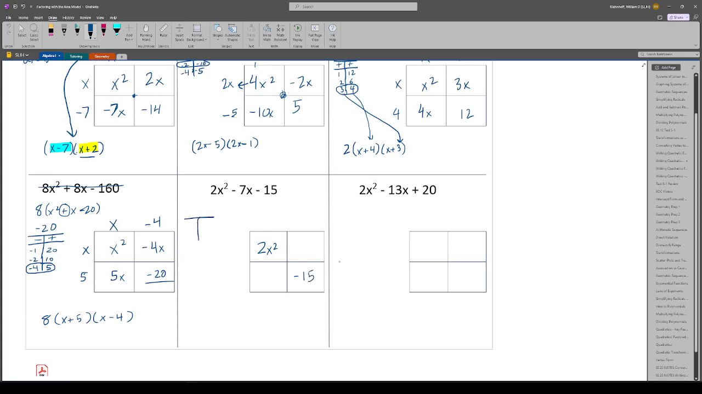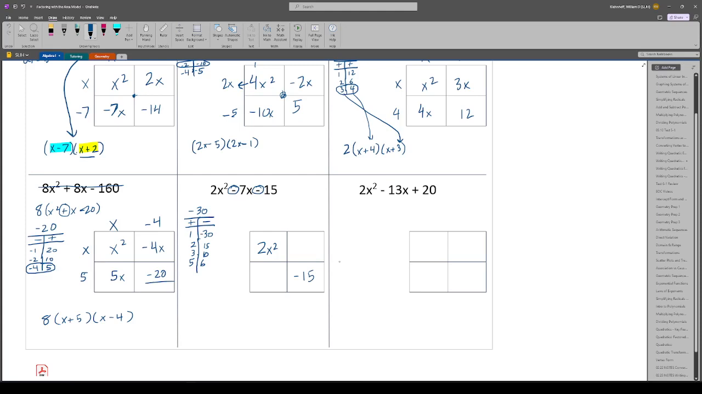Our a times c, we have 2 times negative 15 gives us negative 30. Looking at signs, this is negative, so they have different signs, and this is negative, meaning the big one is negative. So we have negative and positive. So we have 1 and 30, 2 and 15, 3 and 10. And if it wasn't clear, I'm just going up numbers on the left and seeing what works. So 4 doesn't work, 5 does work, and now if I kept going, I would cross over to the high side. So that's it. Those are all the factors.